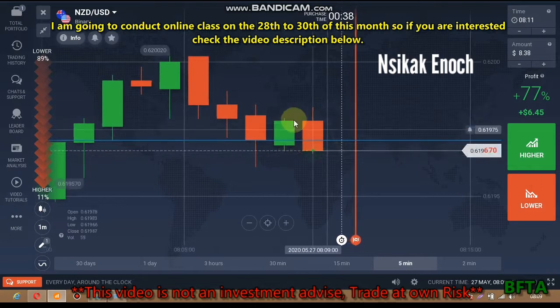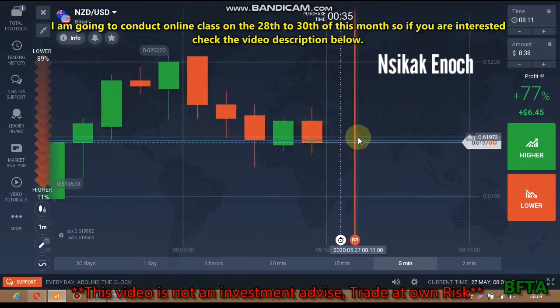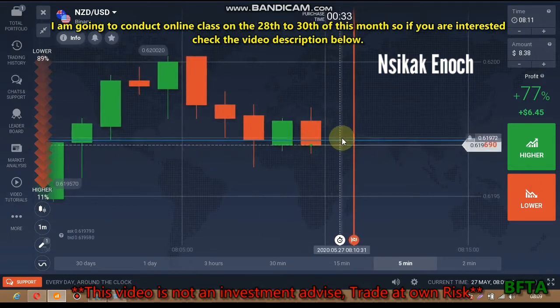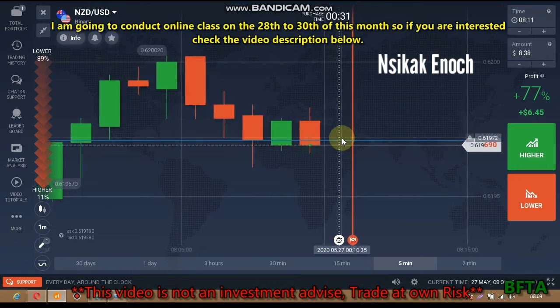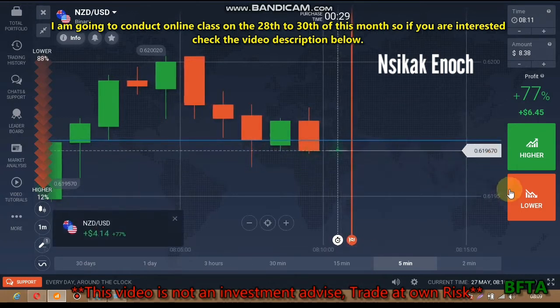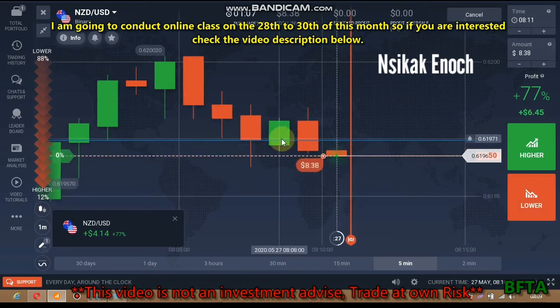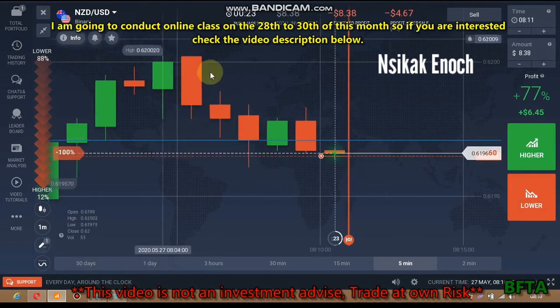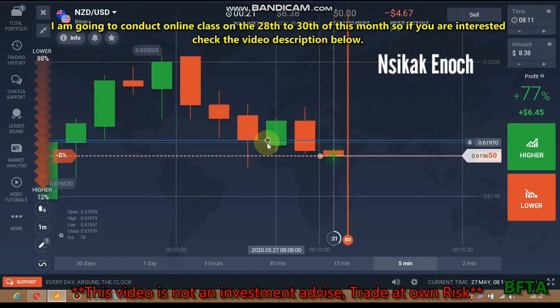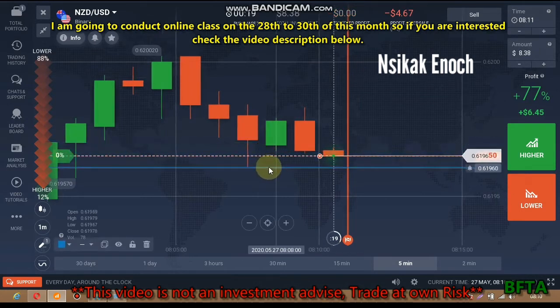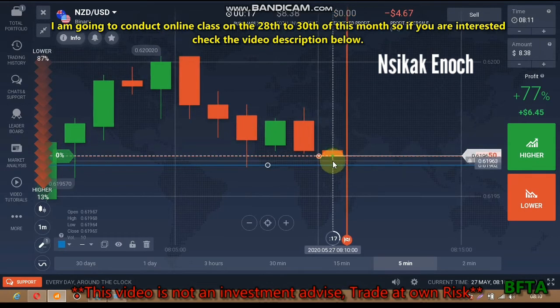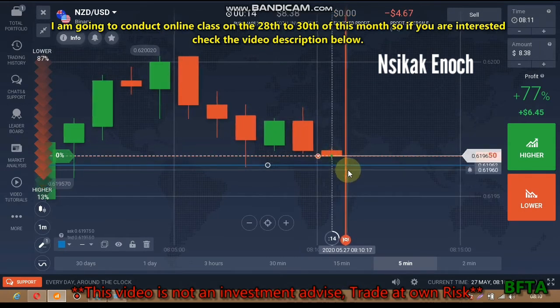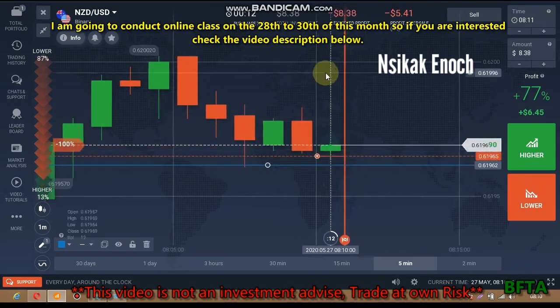A bearish engulfing pattern. Okay, no bearish engulfing pattern. Okay, now a bearish engulfing. I'm going to place lower option. I place lower option because of this bearish engulfing pattern and a minor downtrend. So the next buyer's entry is here. That means the sellers will enter again. That's why I place lower option.